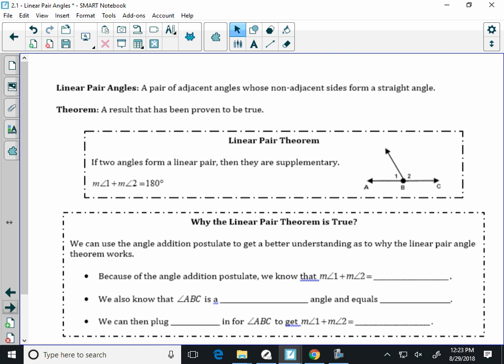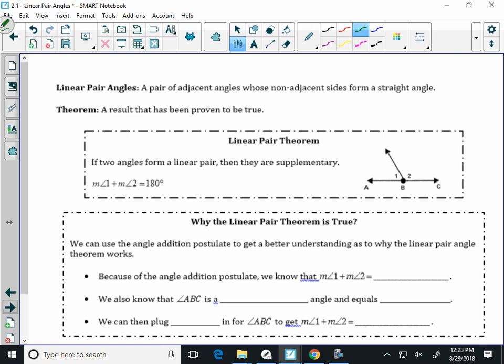Linear pair angles are just a pair of adjacent angles. Two angles that are next to each other. So what's special about them is that their non-adjacent sides form a straight angle. Okay? That's what's special about them. They're still adjacent, just like we did on the front, except the bottom part forms a straight line.